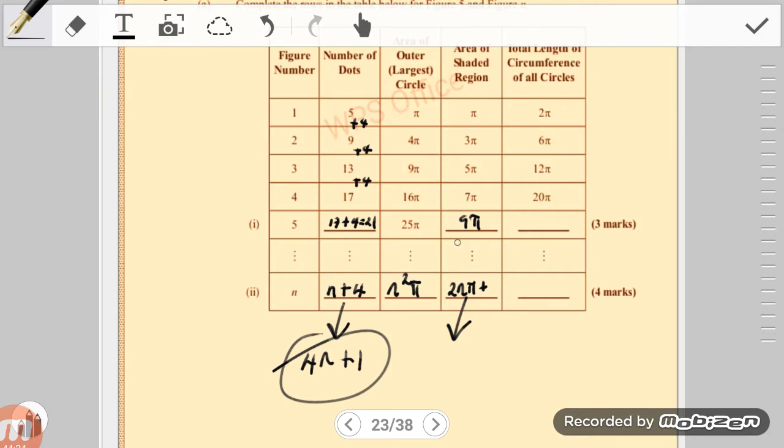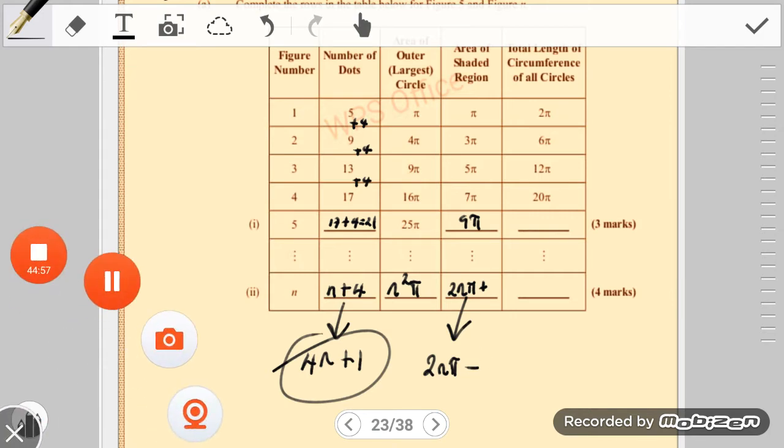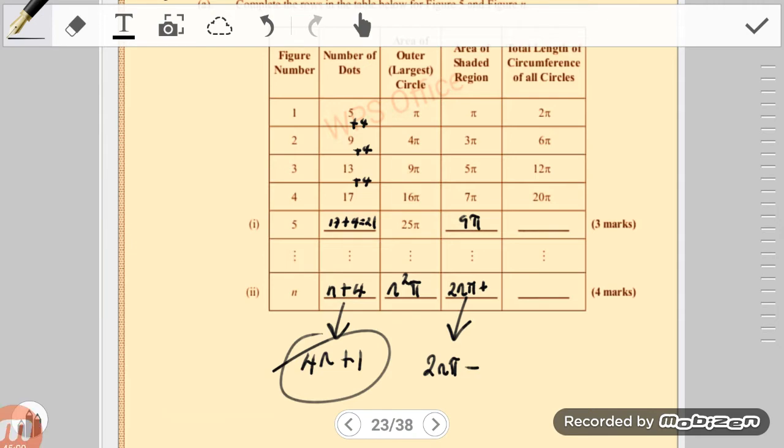But then I'm going to have to subtract something, because if I multiply each of these by 2, I'm always going to get more than what is here, so I'm going to have to subtract something. So what am I going to subtract? Let's do some trial and error here. So I'm going to say 2n times pi minus, what am I going to minus? Maybe I can minus the figure minus 1.